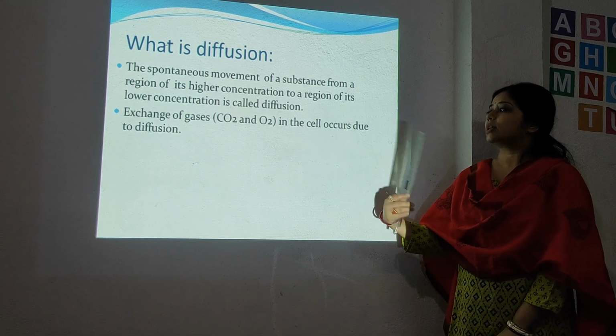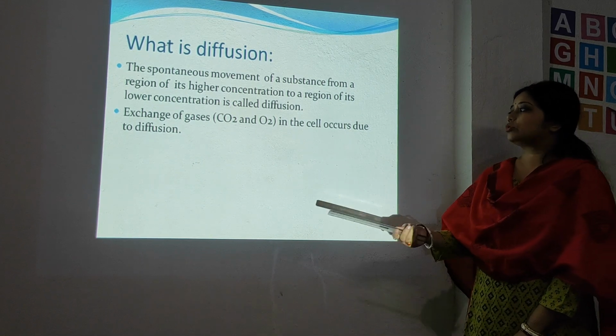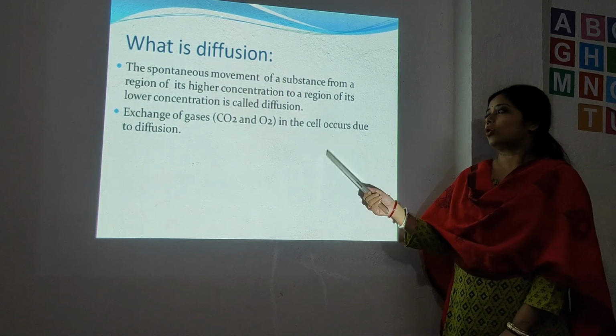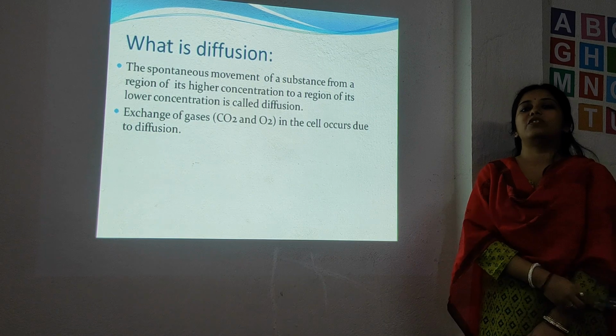During respiration or through the blood vessels, the exchange of CO2 and oxygen occurs due to the process of diffusion.